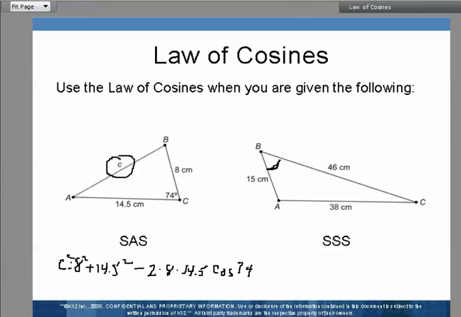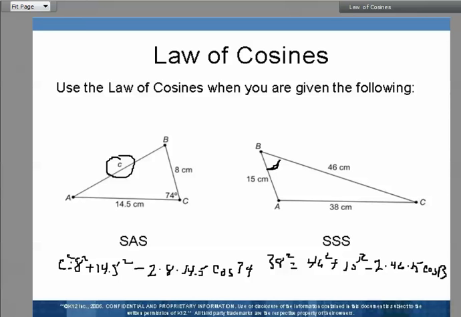I didn't try B before. So let's see here. Well, the side opposite that one is this one over here. So that's going to be 38 squared. 38 squared is going to be equal to 46 squared plus 15 squared minus, what's it going to be? It's going to be minus 2 times 46 times 15 cosine angle B.